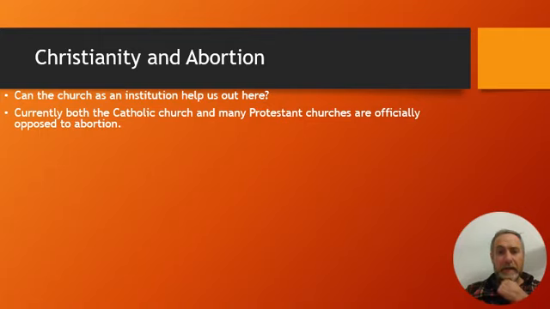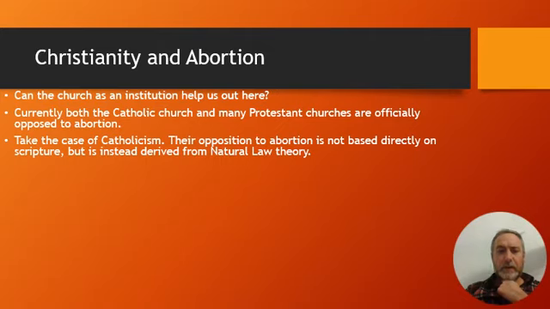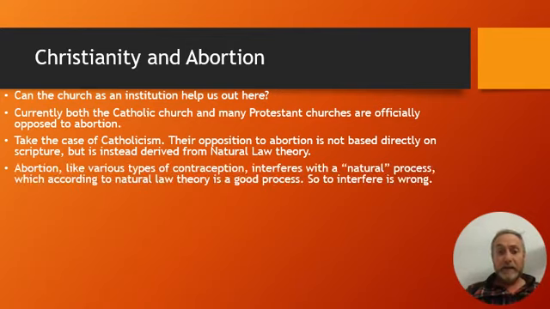Catholic and many Protestant churches are officially opposed to abortion currently. So, according to Catholicism, they're not basing their view directly on Scripture, but instead deriving it from natural law theory. So, the idea is, well, look, again, there's a natural process of sex and procreation, and contraception and abortion sort of thwart this natural function of sex, and so you're doing something against a natural function, and so it would be wrong. Right?